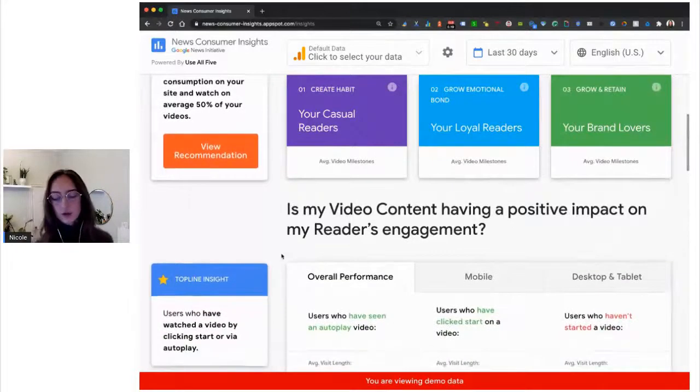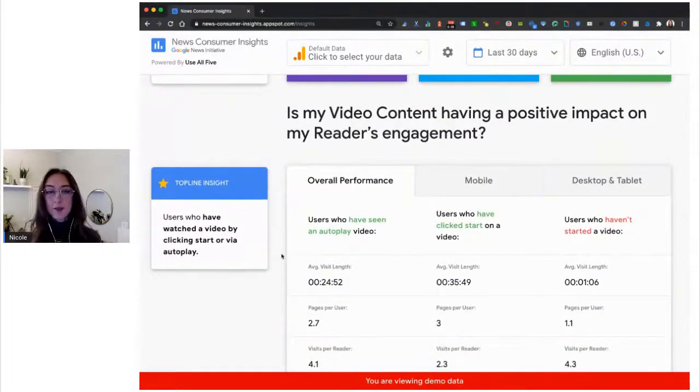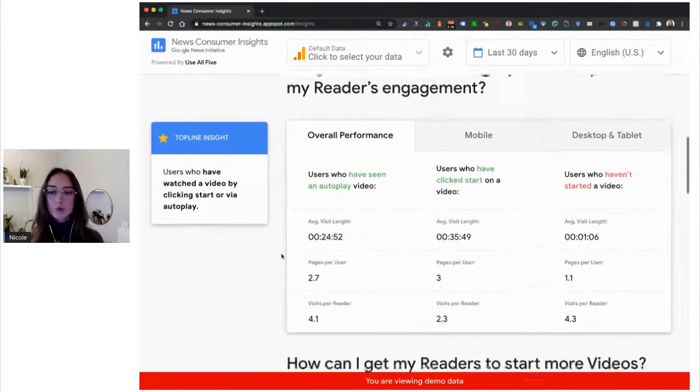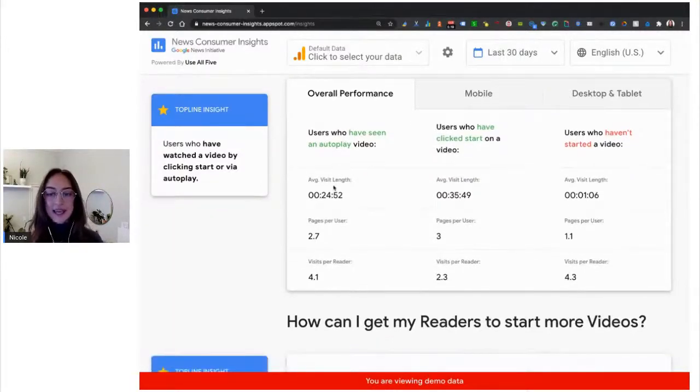If we continue to scroll down, what we'll see here is: is your video content having a positive impact on your reader engagement? So what we look at is overall performance in comparison to mobile and desktop and tablet, which we're able to toggle through. Overall performance, what we're looking at here is users who have seen autoplay videos or users who have clicked to start a video, as well as those users who haven't started a video at all. What it'll look through is our average visit length, pages per user, and then visits per reader.